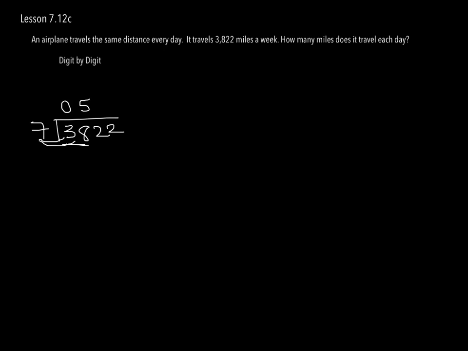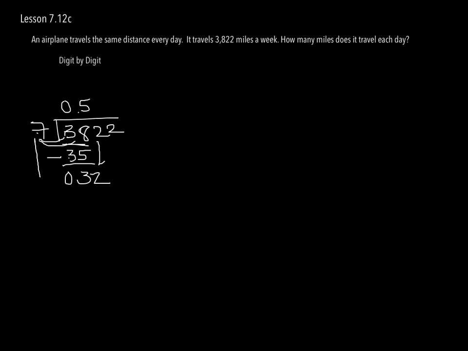Write down the 5. We're going to multiply. 5 times 7 is 35. Put the answer on the bottom. And now we're going to subtract. 8 less 5 is 3. 3 less 3 is 0. And then we're going to bring down the next number for 32.